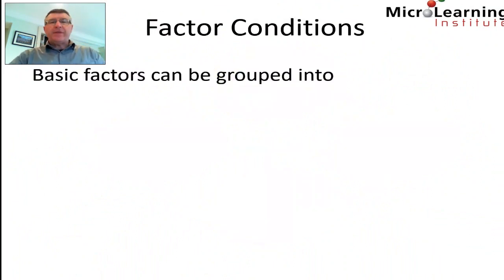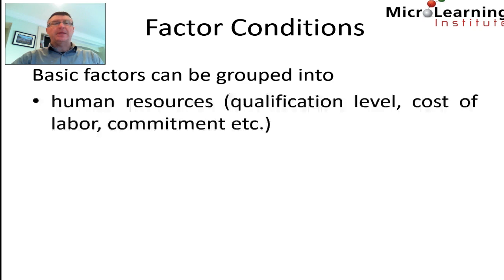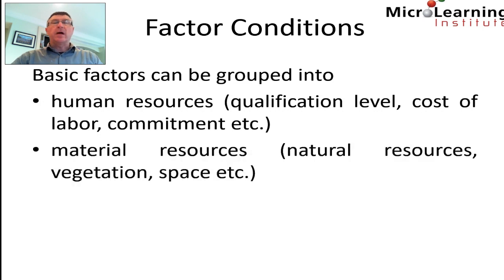Porter grouped factor conditions into two categories. The first category were basic factors, and again these can be grouped into things like human resources, the level of qualifications of people in a particular country, the cost of labour in a particular country, the commitment basis of labour in a particular country or region. Also, the availability of material resources.